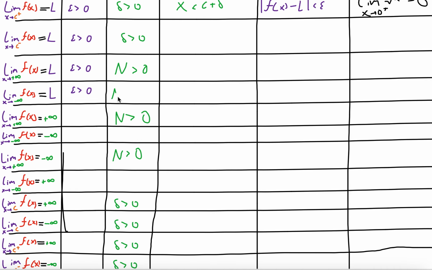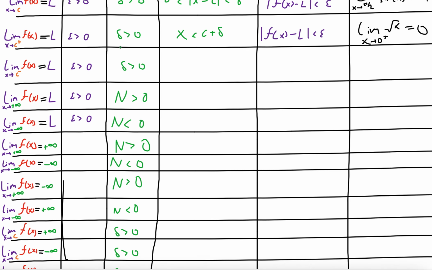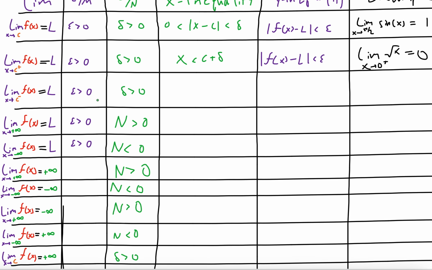For the negative limit, we have N less than 0, because for the threshold, you want x to always be less than N when N is a large negative value. Now, in the same case, whenever you see deltas, and this is from the left-hand side of the limit, you see that this is going to be c minus delta is going to be less than x.